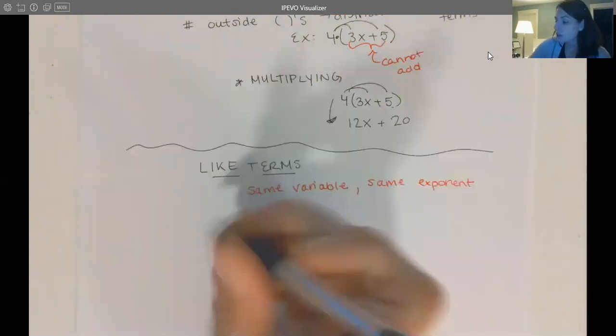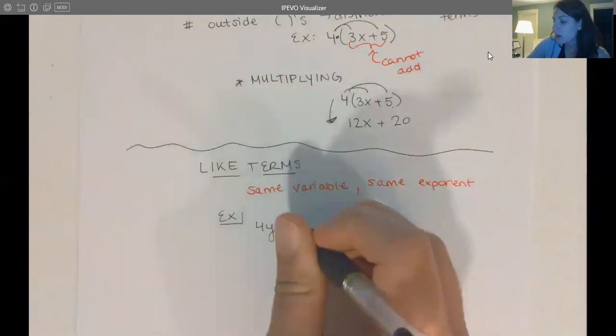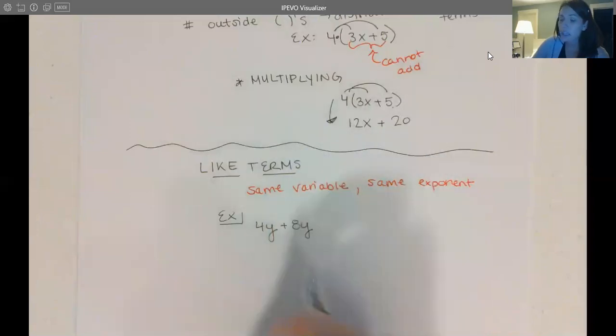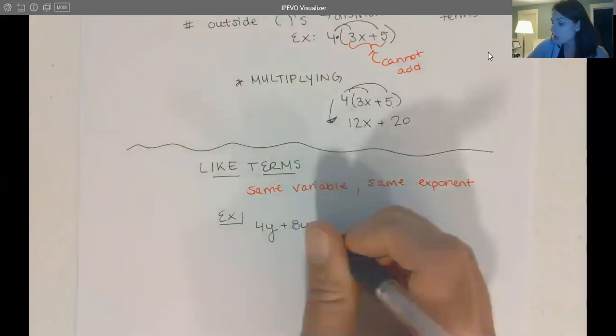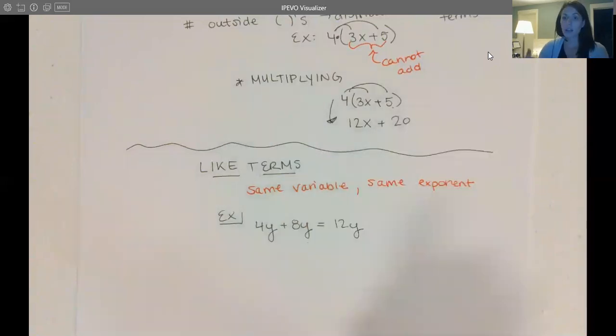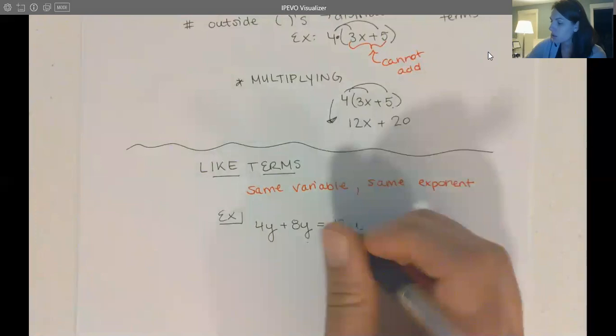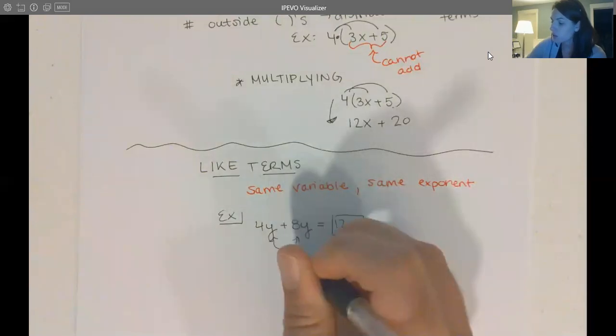So for example, if I have 4y plus 8y, these are like terms. They're both y's and they're both y's to the first. So I can add those together and say that's 12y. I have 4y's and I have 8y's, so I have 12y's all together. I'm combining those like terms. These are like terms.